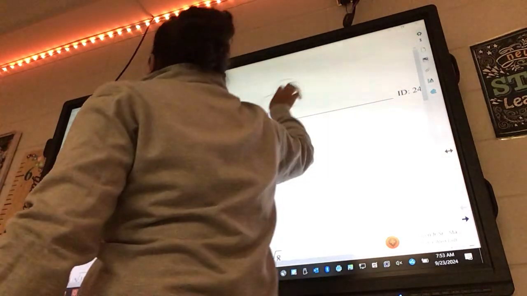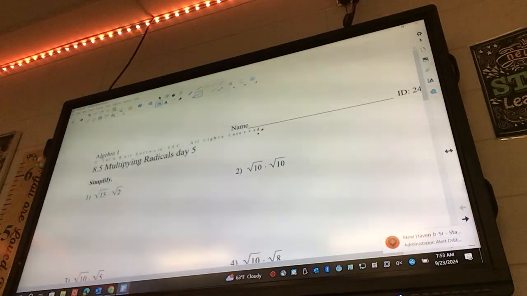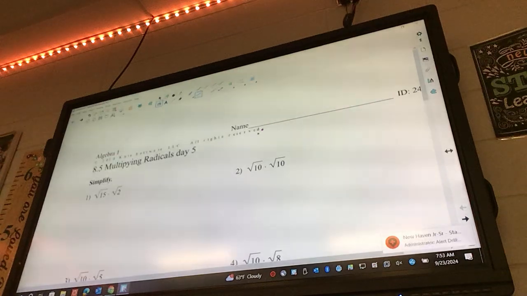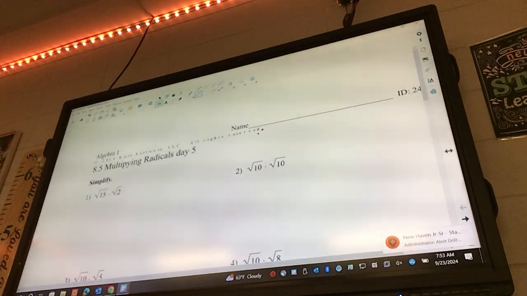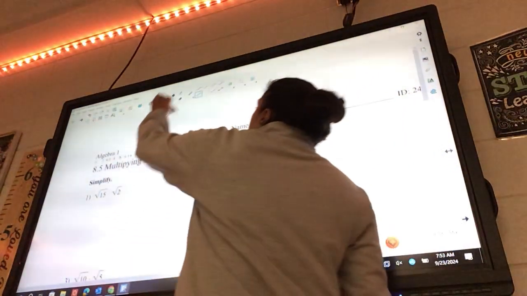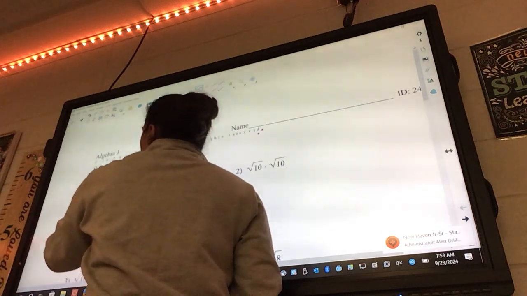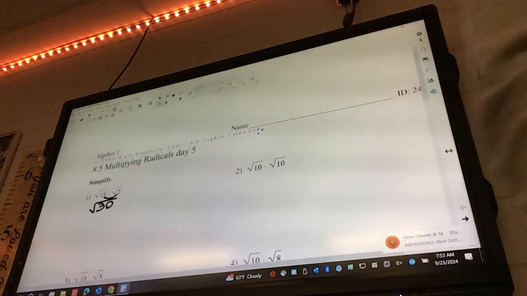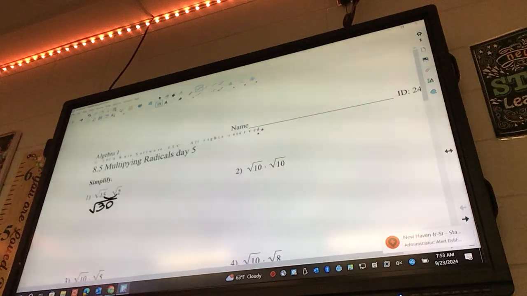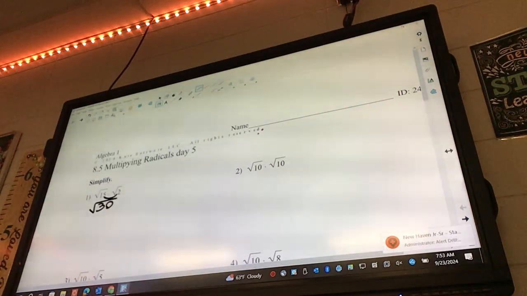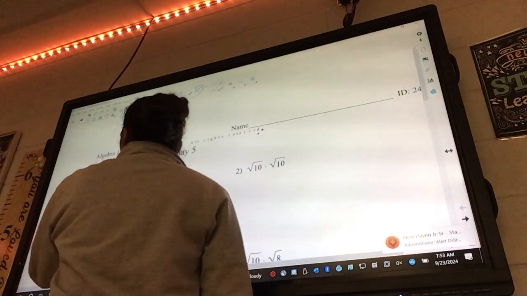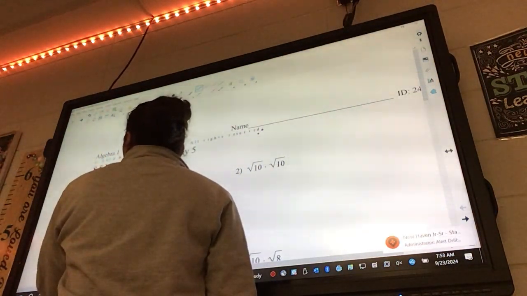So if we look at number 1, are the indexes the same? Yes, they are both a 2. There's no number on the outside, so it's a 2. Okay, so that means that we can multiply the insides together. What is 15 times 2? 30. Okay, so 15 times 2 is 30. And then you're going to start making that tree. And what are our magic numbers? 2, 3, 5, 7. So 30 is going to be 2, 15, 3, 5.